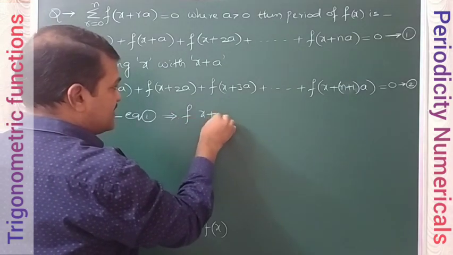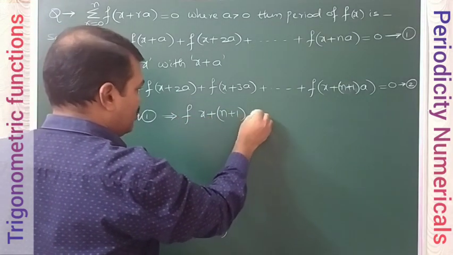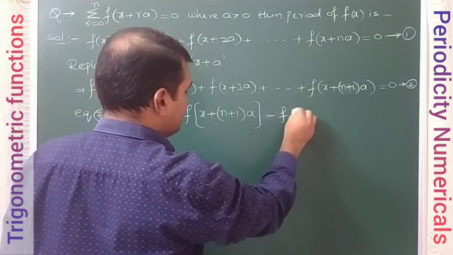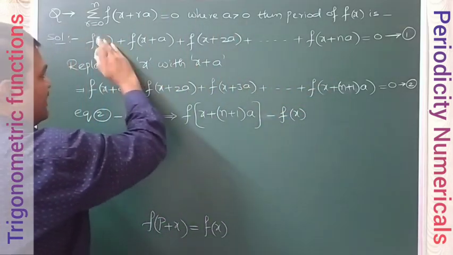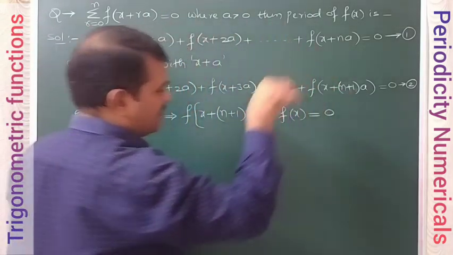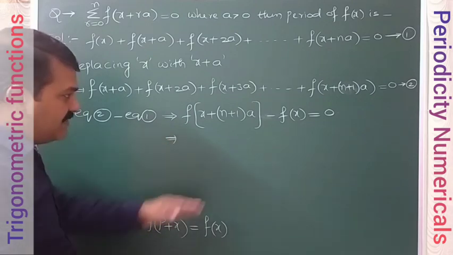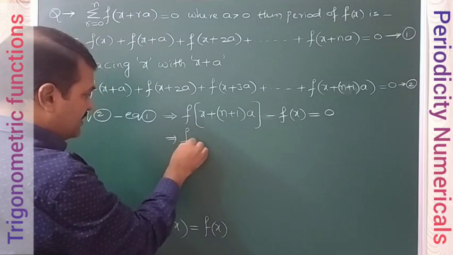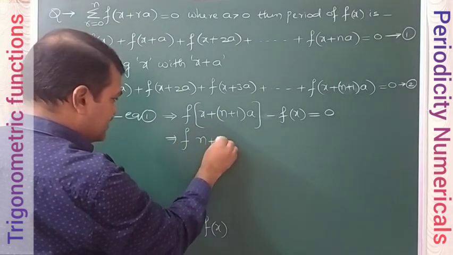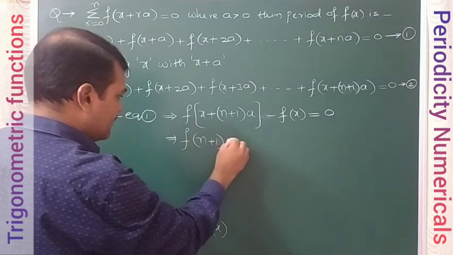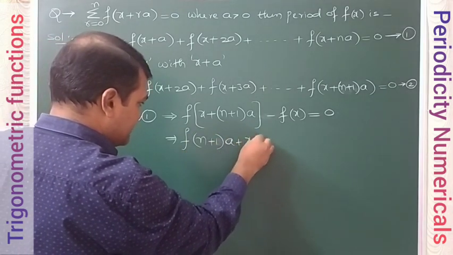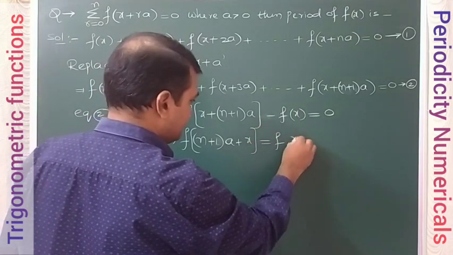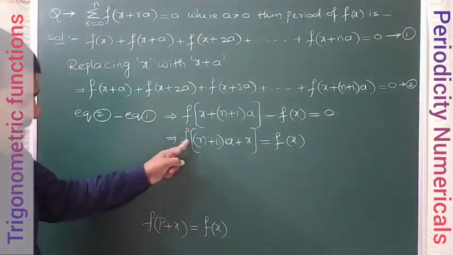So f of x plus n plus 1 into a minus f of x. So 2 minus 1 is equal to 0. This will be left. Now I will try to write this in this model. So f of, I will write this as n plus 1 into a, okay, plus x. This minus f of x is shifted to the RHS. Now exactly you have it in this model.